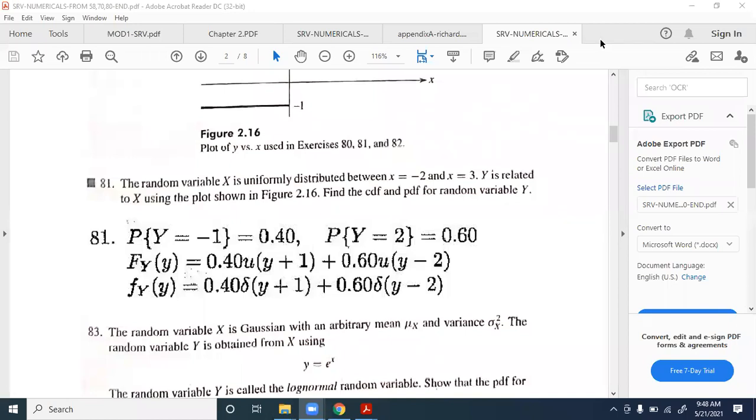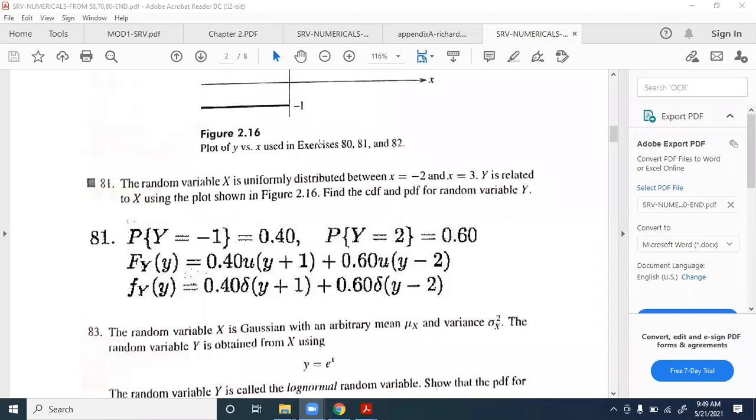Six? Is it 6? How do you get it? From -2 to 3 is 3 minus of -2. 3 minus of -2 will be 5, not 6. So breadth or length will be 5.